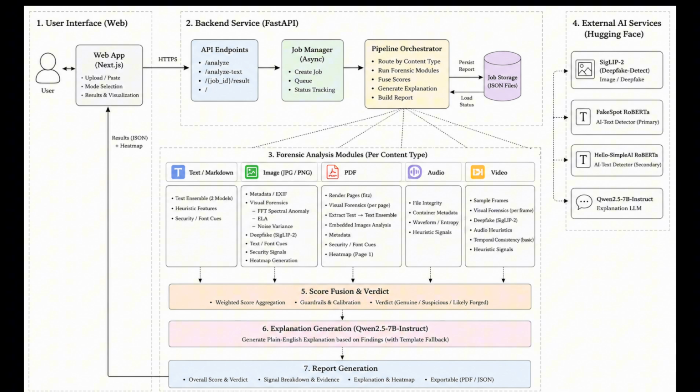For multi-modal PDF processing, the backend uses PyMuPDF to unpack the PDF document structure. The first 3 pages are rendered for visual forensic analysis. The textual content is extracted and passed through the text pipeline.